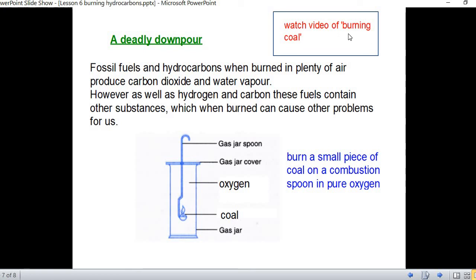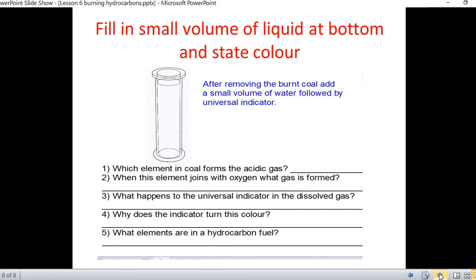And if you watch the video Burning Coal, which again is on this Moodle lesson, you'll see what happens. Combustion spoon is just that spoon that goes into this gas jar. This gas jar is full of oxygen. And you're just burning a small piece of coal in there.